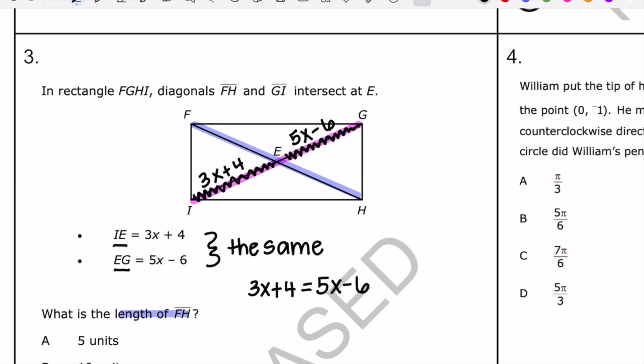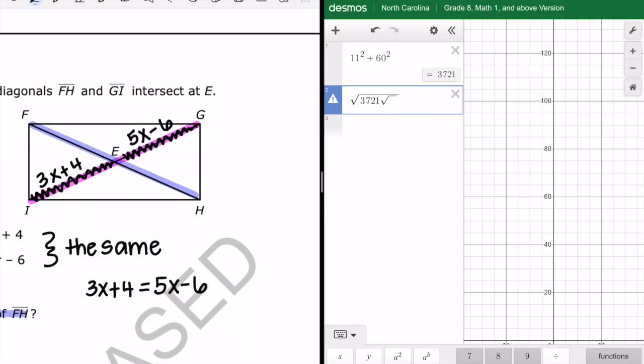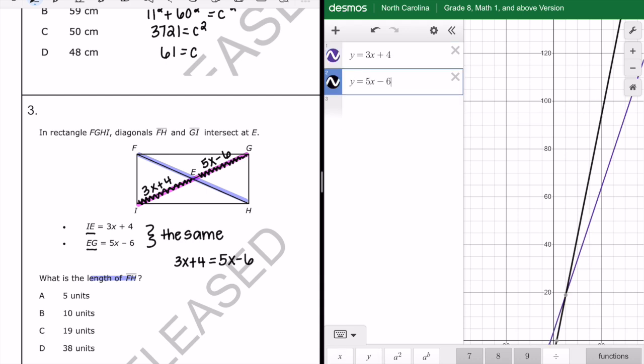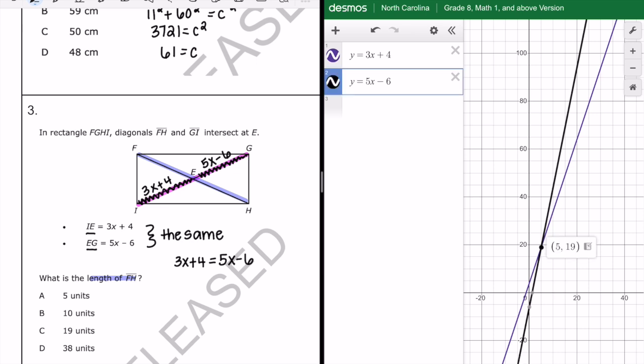Now, you can officially solve this and solve for x if you want to, or you can just do the Desmos way. Remember, we split it in half. We said y equals 3x plus 4, and we have y equals 5x minus 6. So we solve that, we find that intersection, and we found that x equals 5.